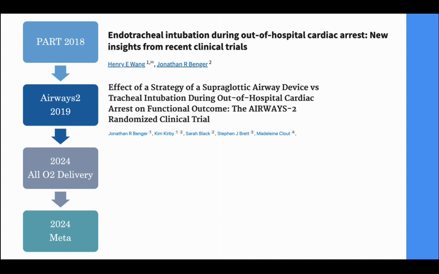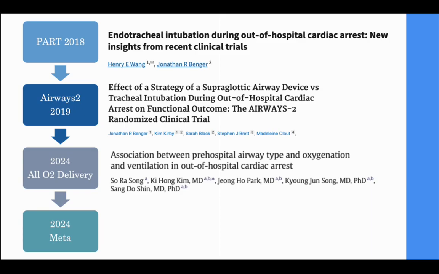What both of these out-of-hospital cardiac arrest trials found was there was no difference between intubating patients in the field or using supraglottic devices. They didn't have higher rates of aspiration or complications, and the survival with good neurologic outcome was the same. The evidence in the last few years has just been telling us the same story. In 2024, they published a study that said it actually doesn't matter what type of oxygenation you do in out-of-hospital cardiac arrest. You could just bag the patient if you want.